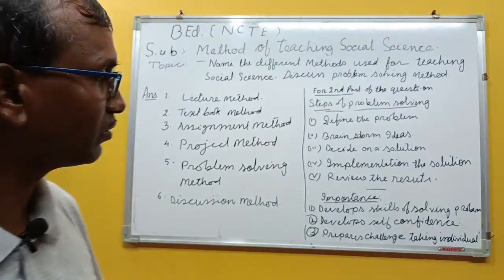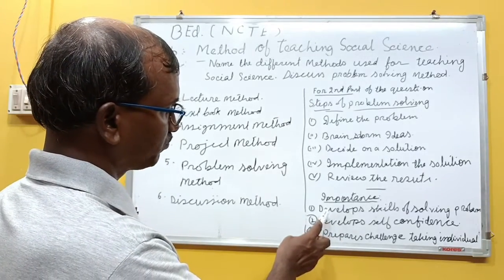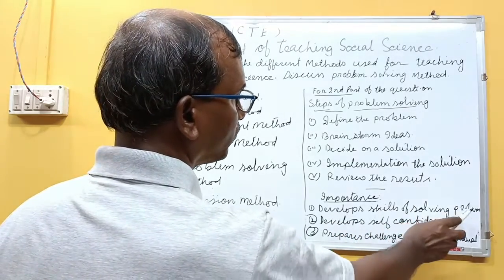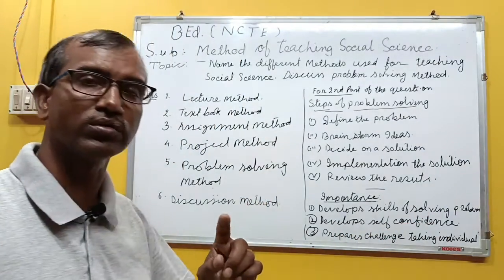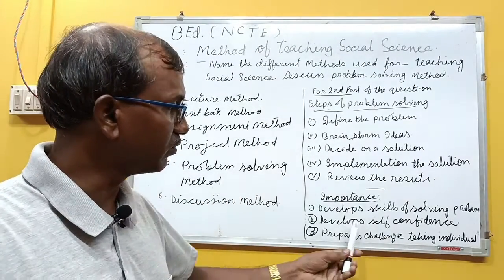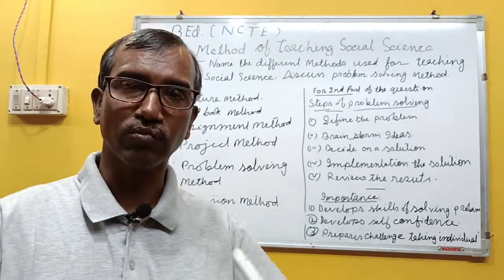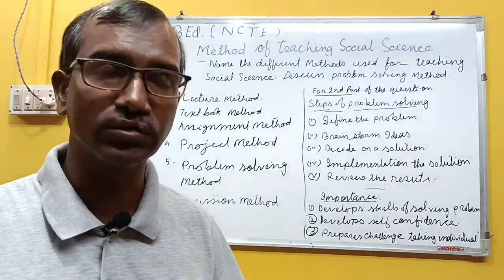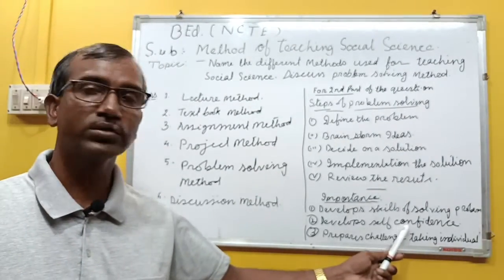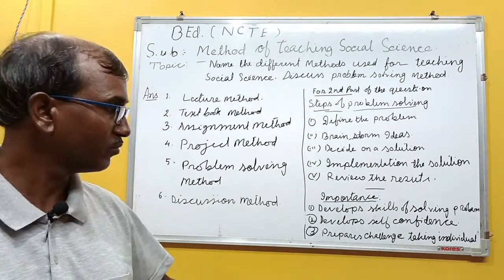So why is this method important? Finally, in conclusion, you must write, because this method develops skills of solving problems. That is a very important point of student's life or human life. Then it develops self-confidence. The more the children solve problems, the more they will be acquainted with different kinds of problems. It will be very helpful to develop their self-confidence, and self-confidence is the best confidence.